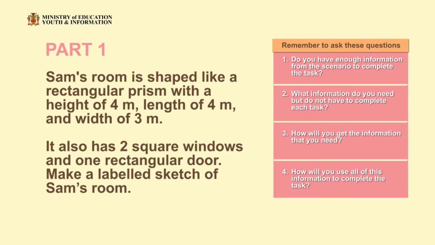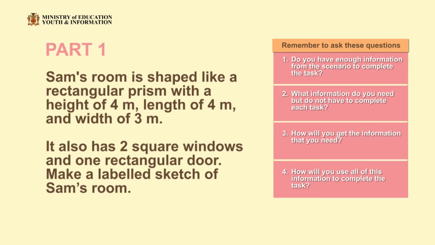Here is part 1. Sam's room is shaped like a rectangular prism with a height of 4 meters, length of 4 meters, and a width of 3 meters. It also has 2 square windows and 1 rectangular door. Sam wants us to make a labeled sketch of her room.